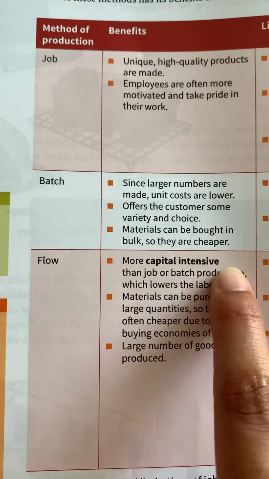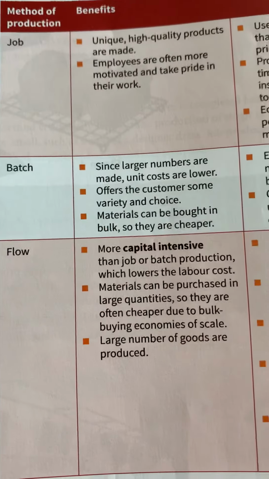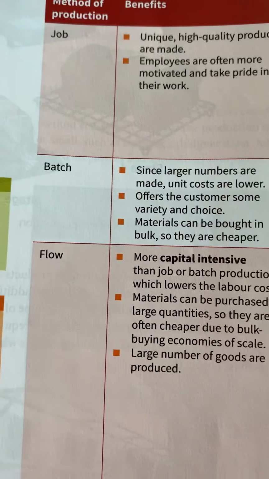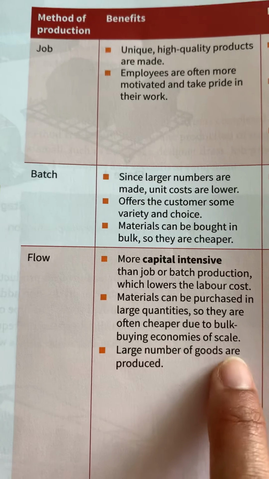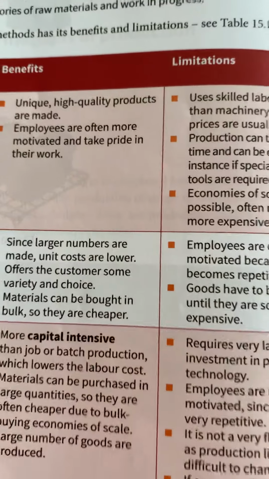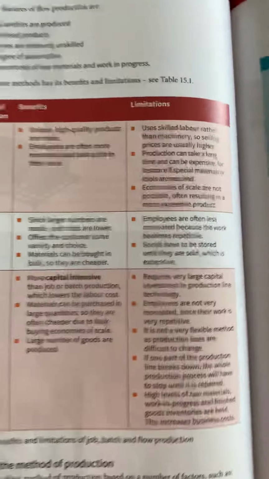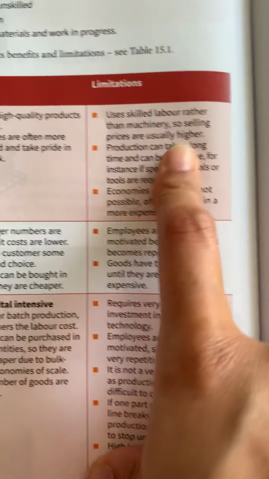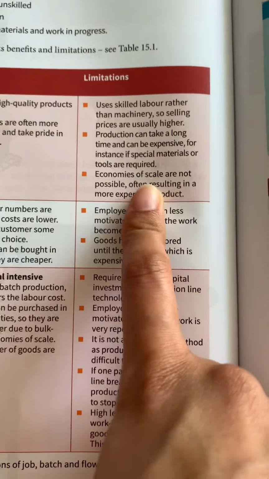Flow is more capital intensive, which lowers labor costs. Like I told you, a low number of labor. Materials will be purchased in quantity, and there are economies of scale. A large number of products are being produced. So in a day, maybe they can produce around 10,000 bottles. And now the limitations. I told you in job production they use skill, so it's more expensive. Production takes a long time, with no economies of scale.